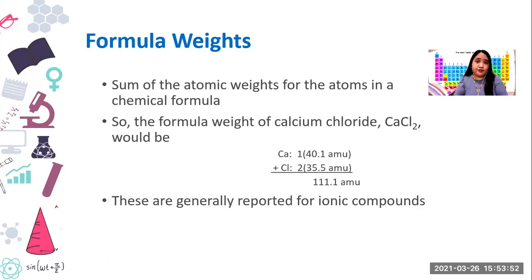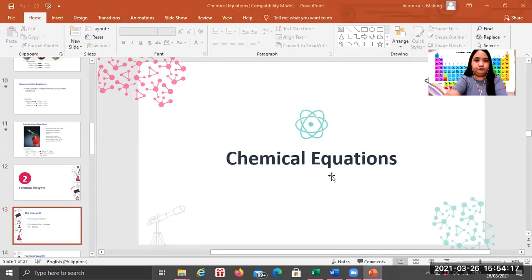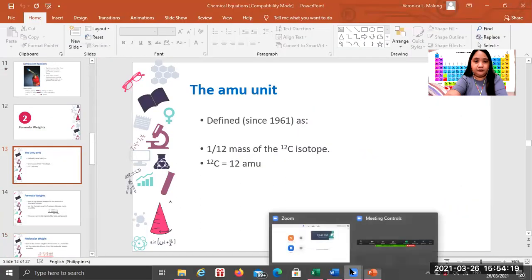This is the sum of the atomic weights for the atoms in a chemical formula. You know, from your periodic table, you actually have atomic mass or atomic weights. That's how we call them. So the formula weight of calcium chloride, for example, CaCl2, you just refer to your periodic table. Let's go back to our periodic table.